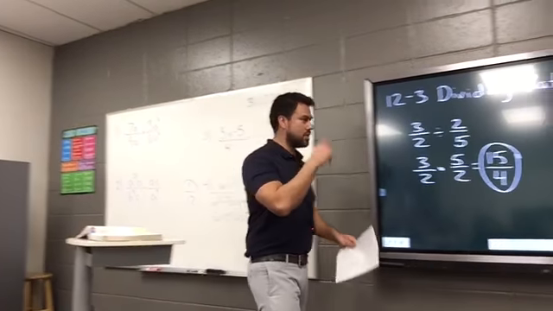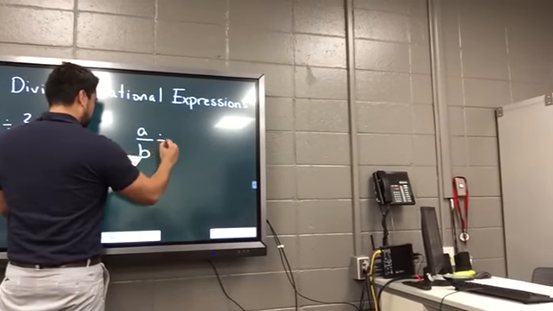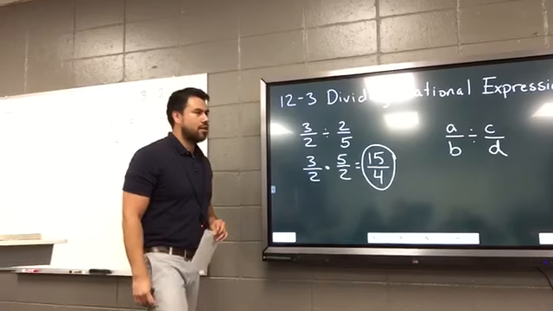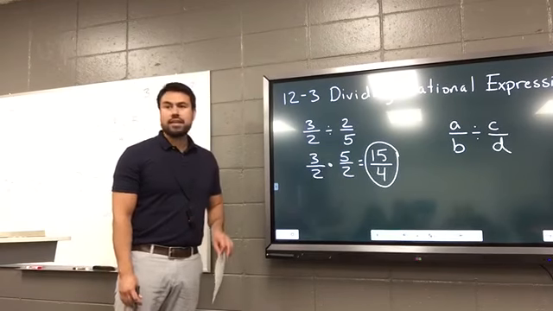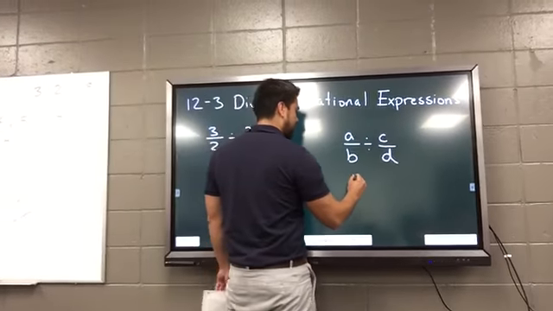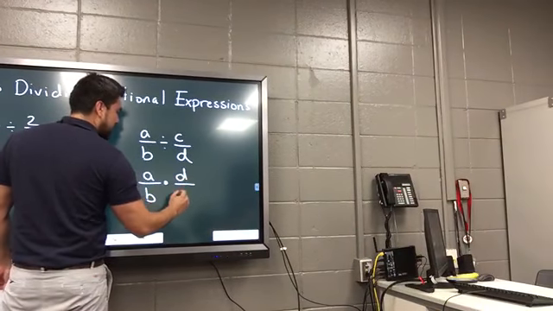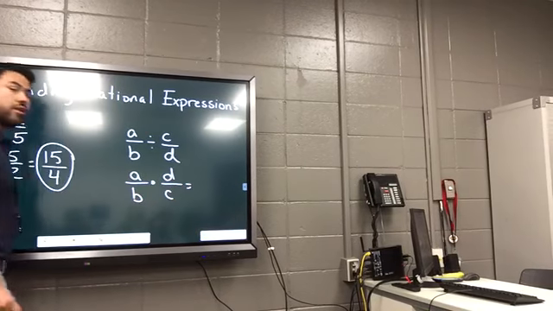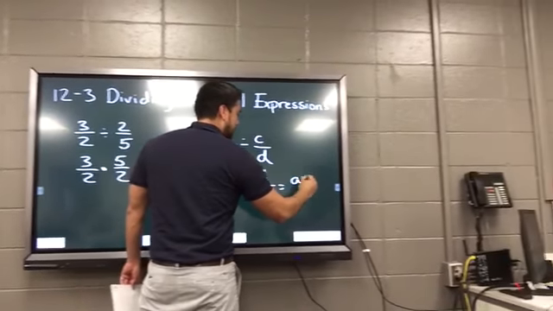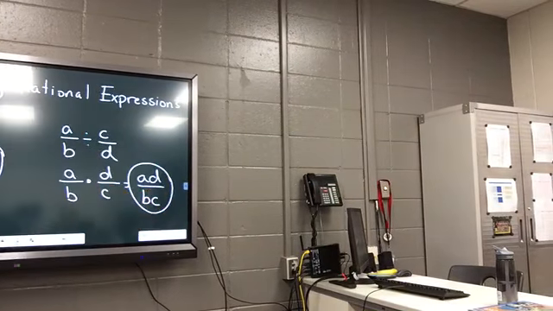So that works with numbers. That's stay, change, flip. But it also works with variable expressions or algebraic fractions. Can someone rename this using multiplication? Yeah, Benson? A over B, and then times D over C. Good. A over B times D over C. And are there any common factors to cancel out? Nope. So you just do A times D is AD, and B times C is BC. And that would be your final answer on that one.